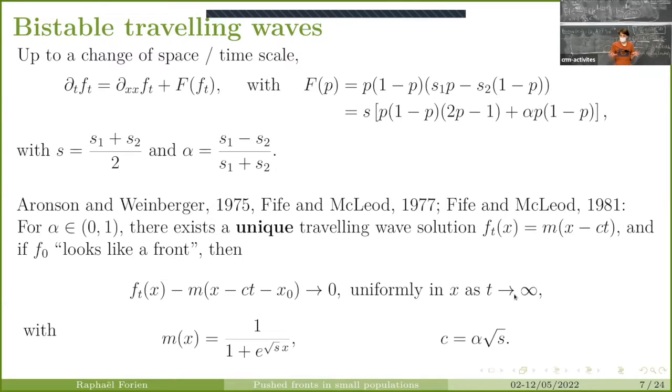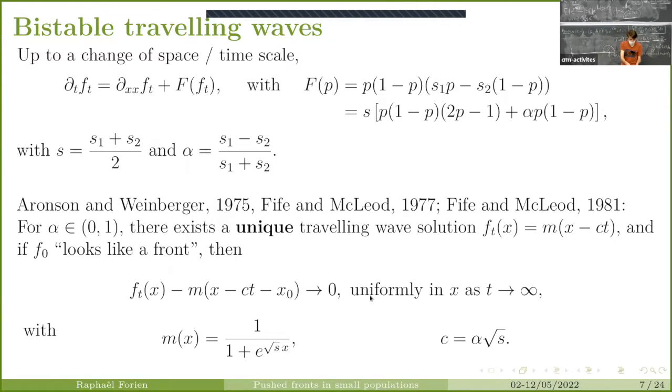And if f naught looks like a front, and actually, looking like a front here is quite easily satisfied, right? It has to be below some threshold near plus infinity and above some threshold near minus infinity. Then f_t of x minus this shifted traveling wave profile is going to converge to 0. And notice here that the shift is just the deterministic speed plus a constant. There is no logarithmic term, no Bramson correction in this case. It's just somehow a stronger form of convergence in this bistable case here.